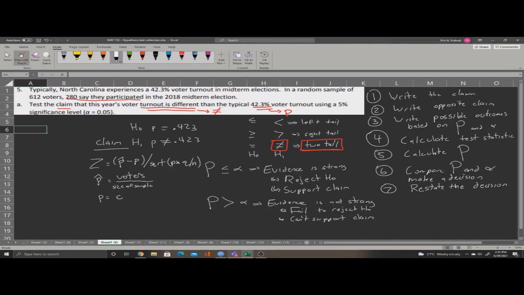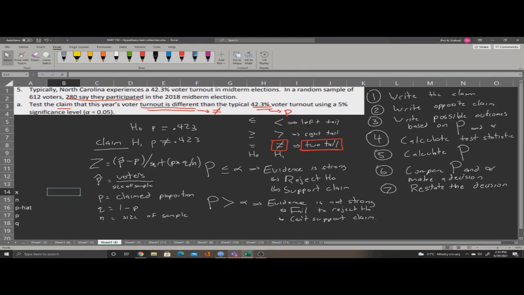Now P is going to be our claimed proportion. That comes straight from the claim. And Q is 1 minus P. And of course, N is the size of the sample. So, we'll enter some data into Excel. We'll say that X is the number of voters. We'll say that N is the size of the sample. Based on this, we can find P hat. We can find P and Q.